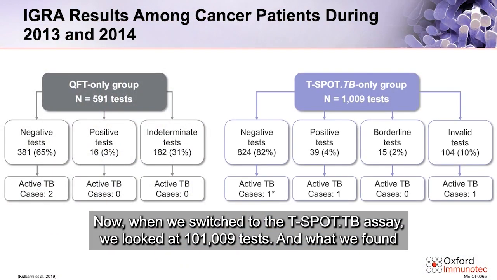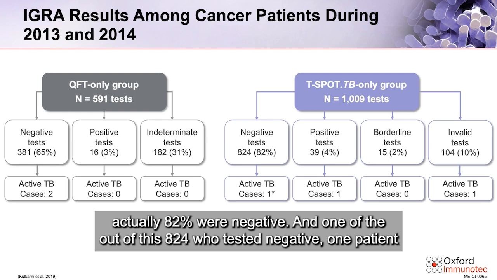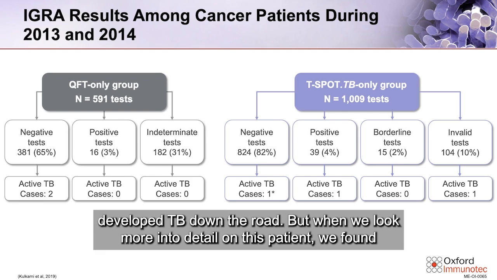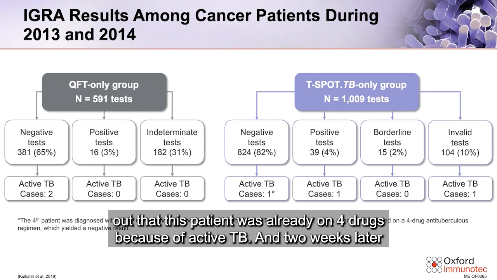Now, when we switched to the T-SPOT.TB assay, we looked at 1,009 tests, and what we found is that 82% were negative. And out of these 824 who tested negative, 1 patient developed TB down the road. But when we looked into more detail on this patient, we found out that this patient was already on 4 drugs because of active TB.